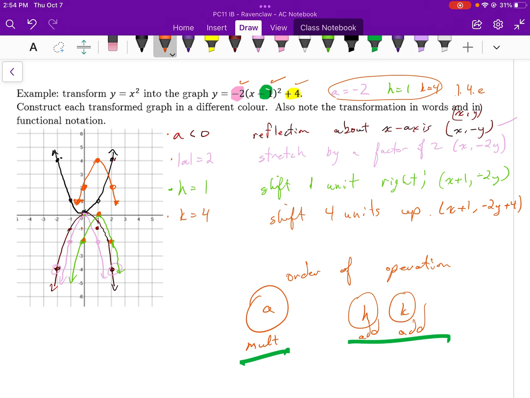A lot of people point out to me, can't you just follow it in the order that it appears? And indeed, you can. It's just a nice coincidence.